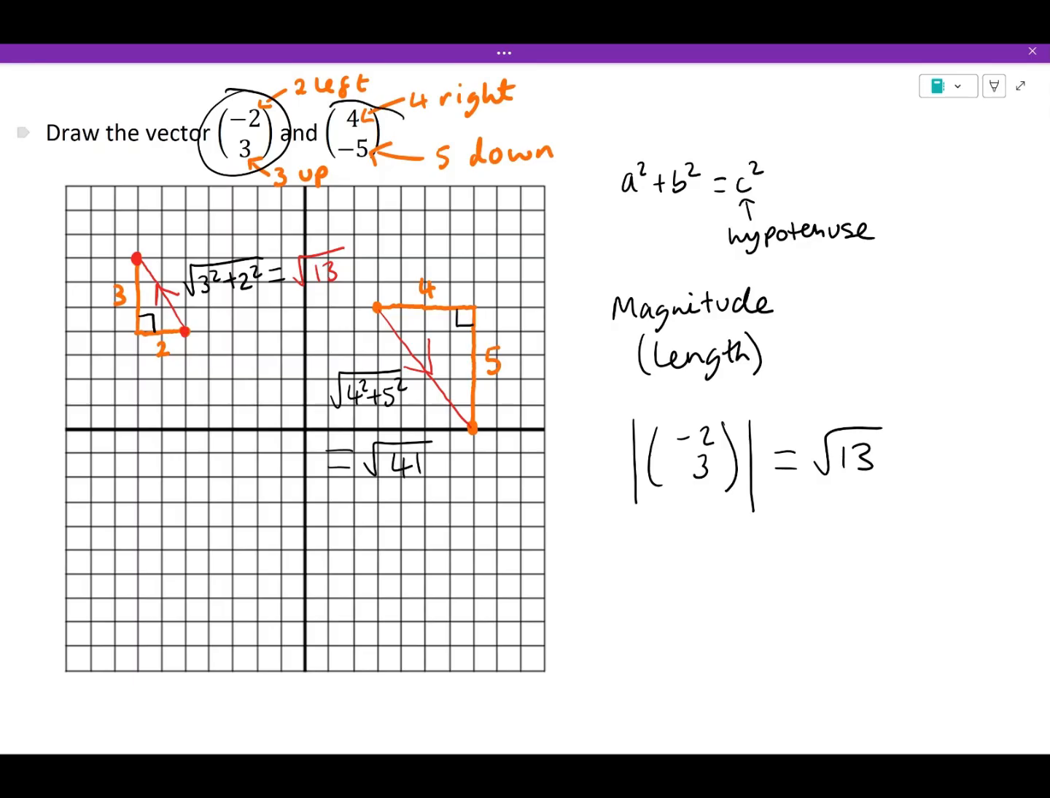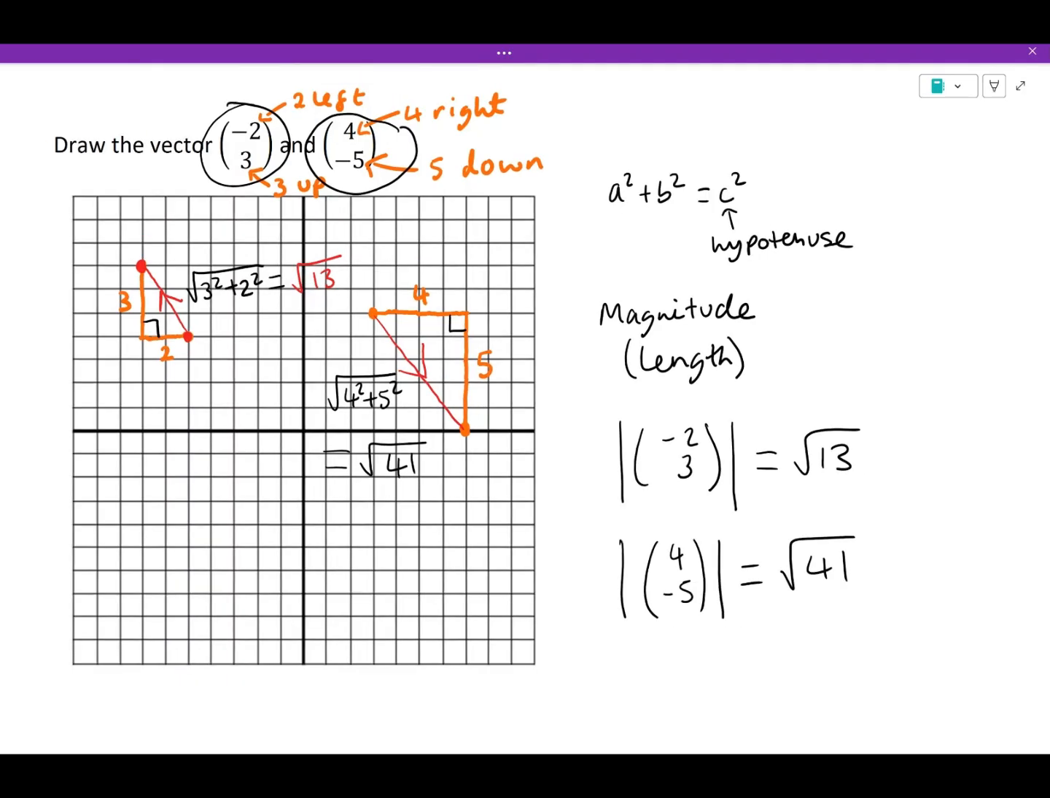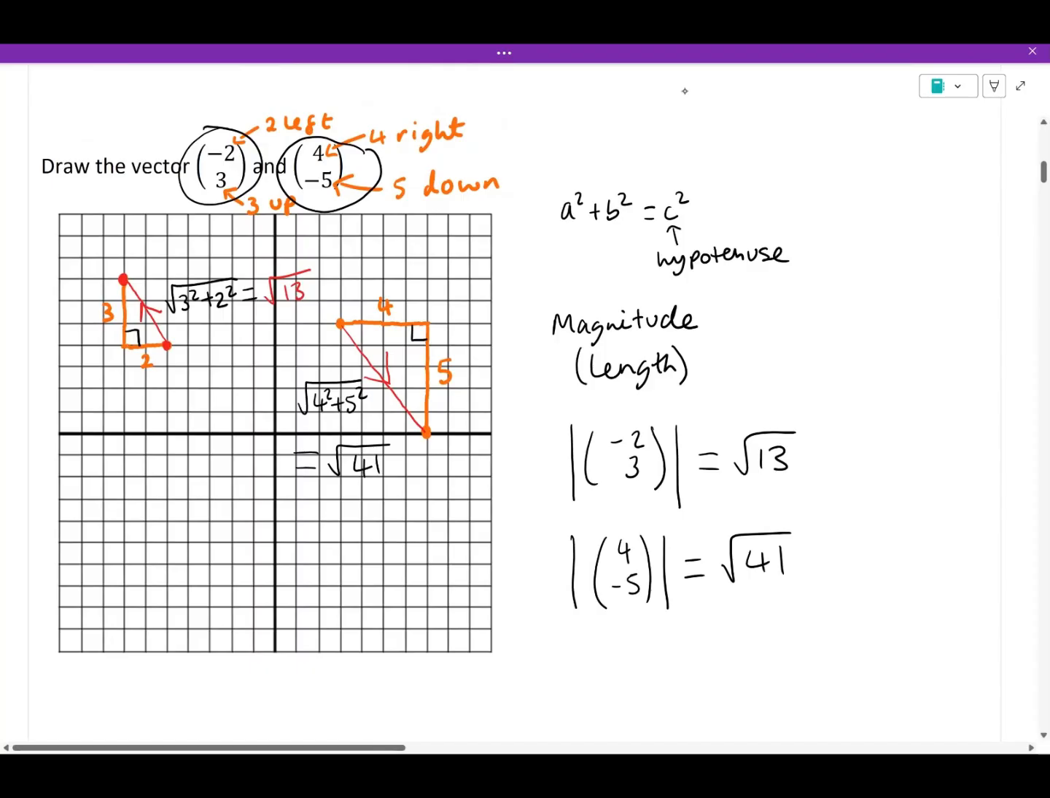So now I can clearly write out my magnitude. So the vector we were dealing with was this one here. So I'd write that the magnitude of, and it will be 4, negative 5, is equal to the square root of 41.